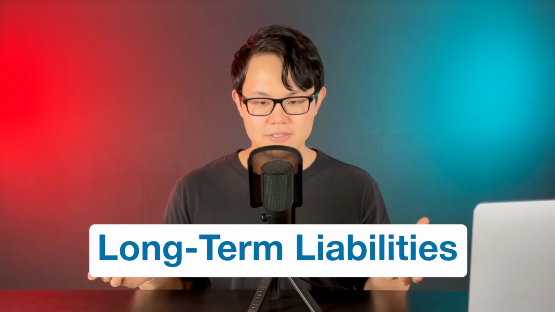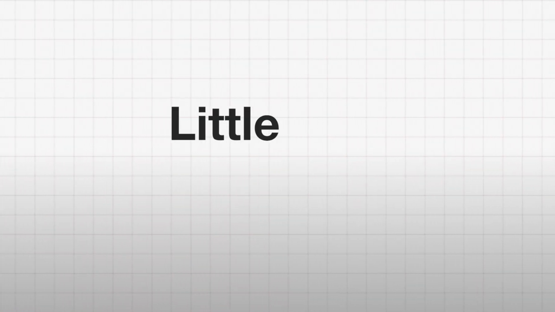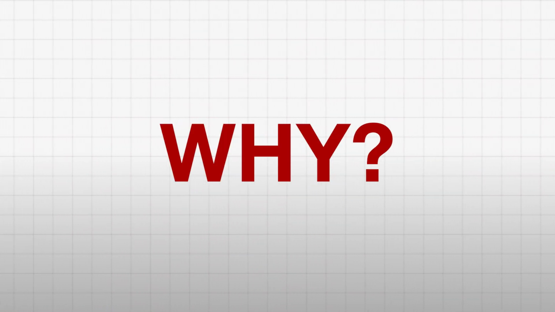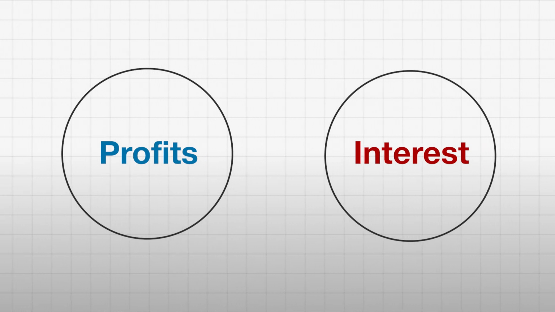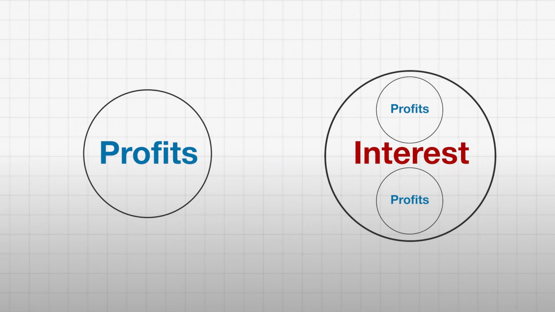Long-term liabilities are debts the company won't have to repay for more than a year, such as long-term loans and bonds. Buffett prefers companies with little or no long-term debt. Why? Because companies with large debt loads have to use their profits to pay interest, leaving less money for growth or returning value to shareholders.